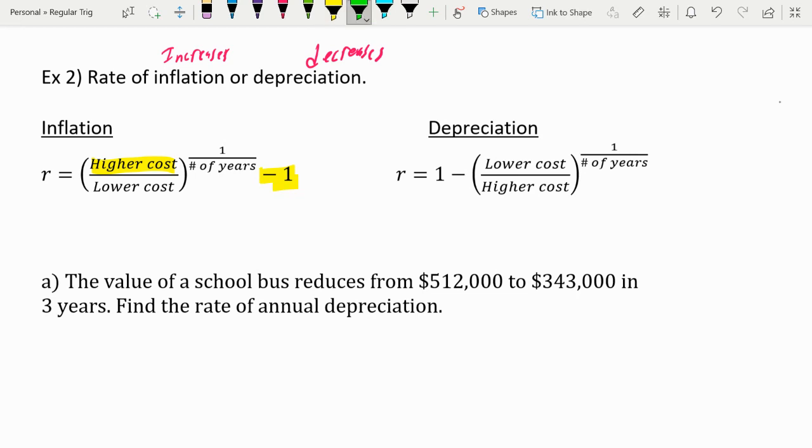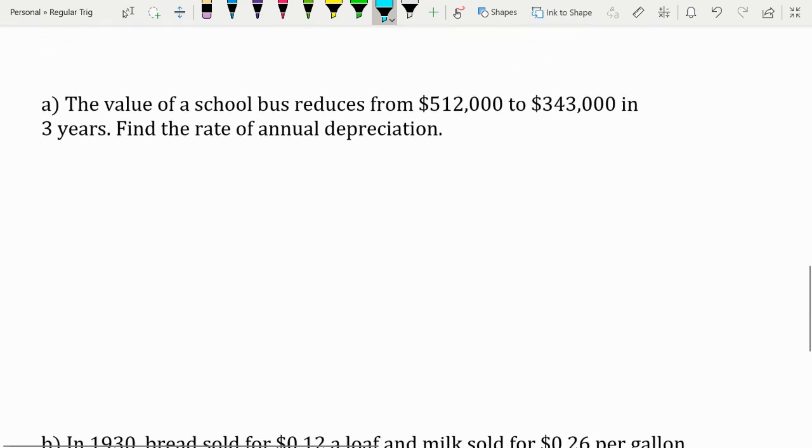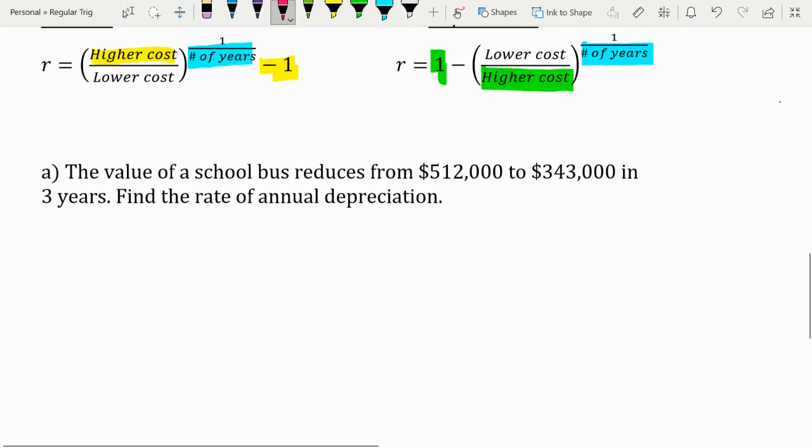Depreciation, the higher cost is at the bottom, and you're going to do 1 minus that, okay? And then what we end up with is 1 over the number of years, all right? 1 over the number of years. It's the same thing for both. All right, so let's look at this first one.